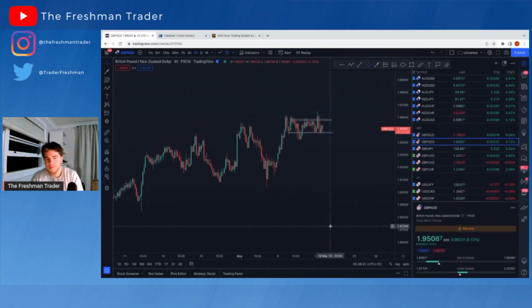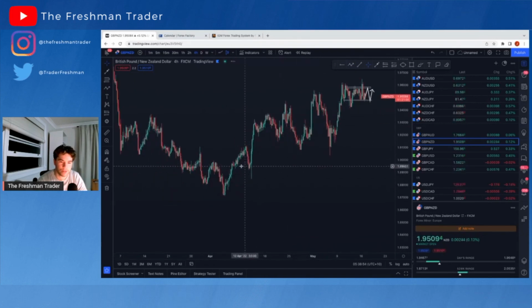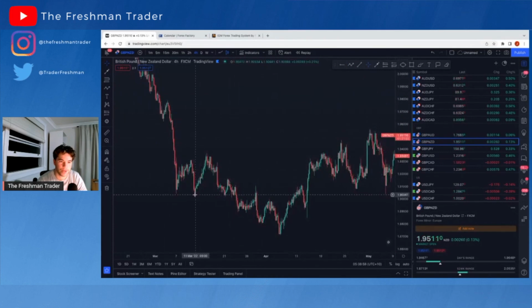GBP NZD looks very similar. We can just see some consolidation, and me as a trend swing trader, I don't trade any of these consolidations. It's just not worth my time. You look at this and you see small little moves like this versus this period of time where you see nice big trending moves, or even like here you can see nice big trending moves.